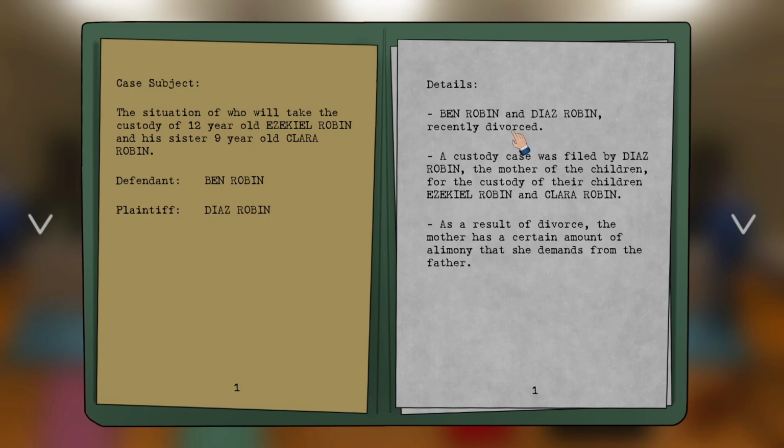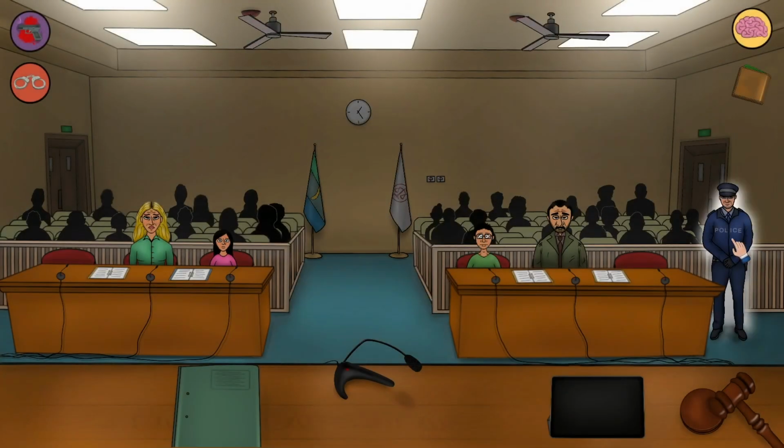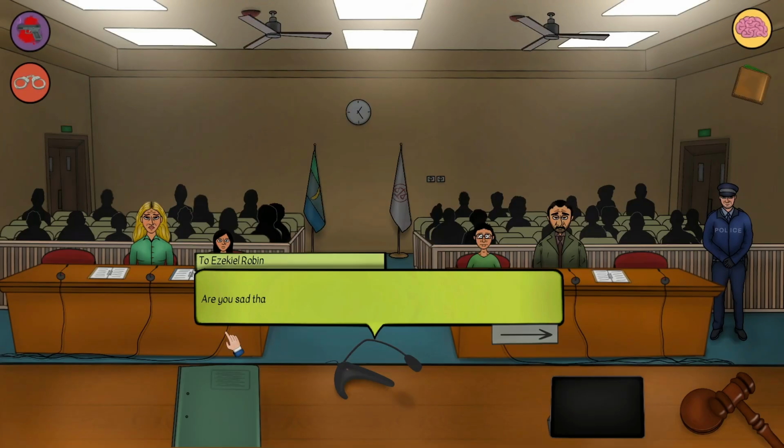Ben Robin and Diaz Robin recently divorced, of course. A custody case was filed by Diaz, the ex-wife, the mother of the children, for the custody of their children, Ezekiel and Clara. As a result of the divorce, the mother has a certain amount of alimony that she demands from the father. That's it. Is that all I get? I guess we will go ahead and start talking to him.